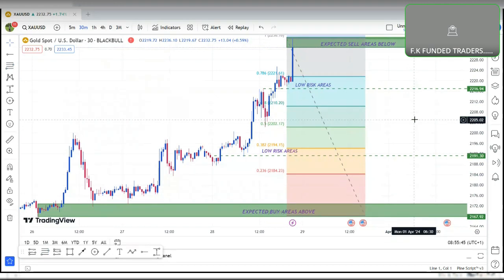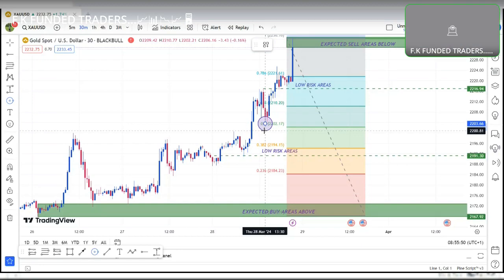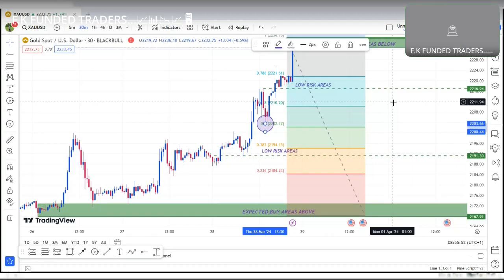This is gold. The reason why I have not marked this area where the market has marked, where your indicator puts the 0.5 level, the reason why I have not marked it, is because it is in the middle of the move.